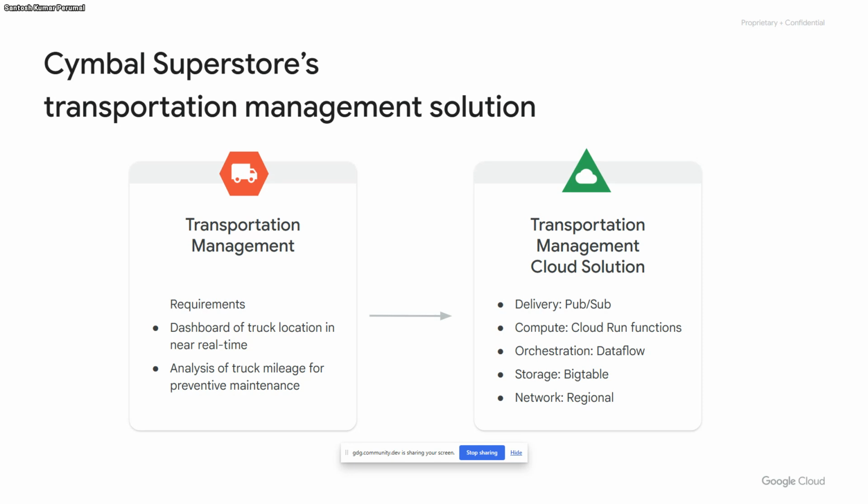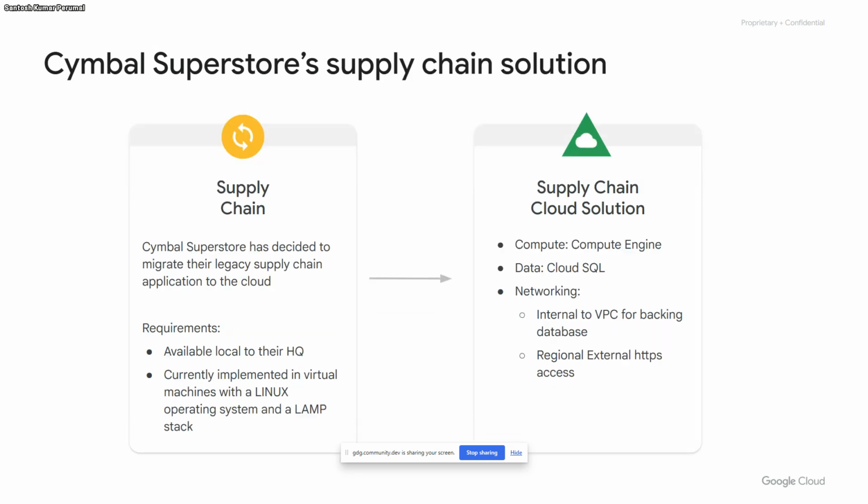We will see what Bigtable is and a couple of other things. And for networking, in this case, it's not global, and that's the reason we have regional as an option for networking.